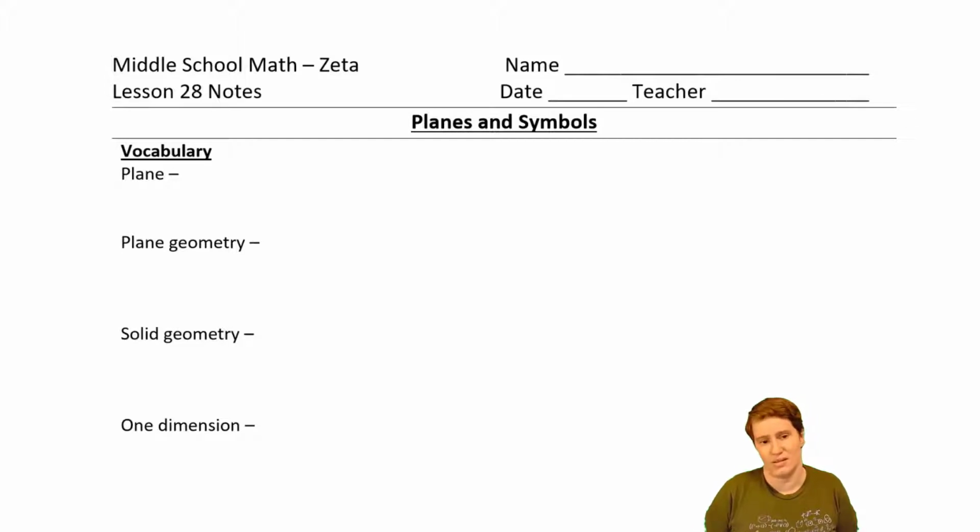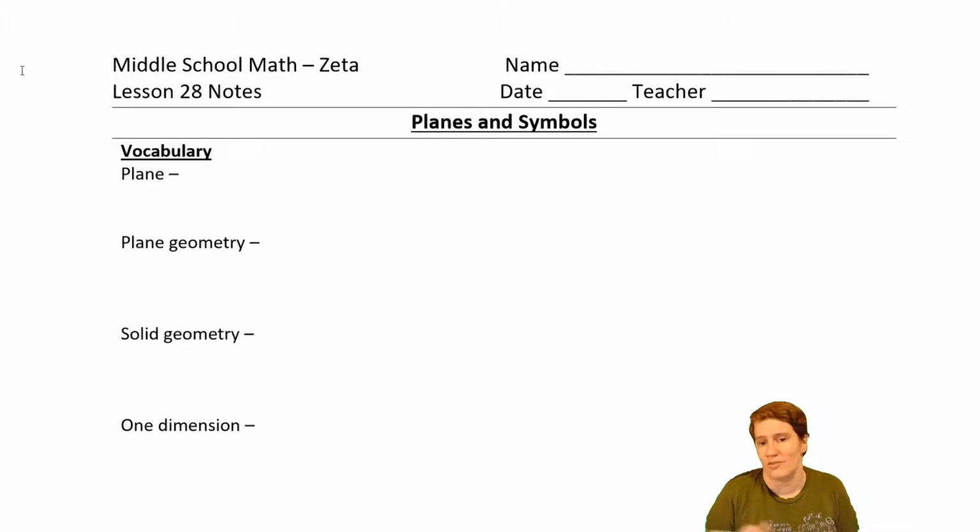Zeta curriculum, and we are on lesson 28, which is talking about planes and symbols. So this is basically going to add on to last lesson where we talked about points, lines, line segments, and rays. And so now we're going to add to this planes and then just a variety of vocabulary. It'll be incredibly heavy on vocabulary, definitely a lot of fill in the blank sort of situations and some matching as well.